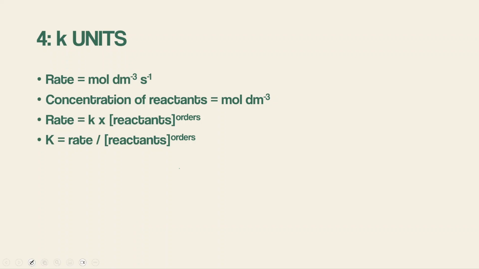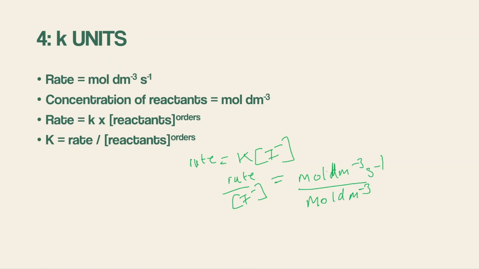So here's how we're going to do it. Let's say we had an equation where rate was just equal to K and then the concentration of I minus. And then we rearranged it so it's rate over I minus basically, right, to equal K. The whole premise of this is just we're cancelling stuff out. Okay, so you see here I have the units of rate over the units of the reactants. You just want to cancel out any like terms. So in this case, the like terms are moles per decimeter cubed. So just cancel that out.